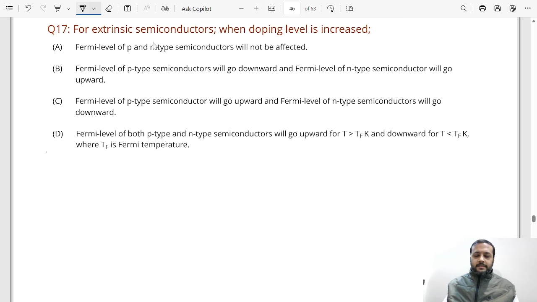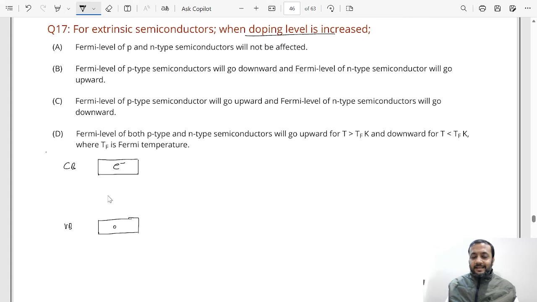In this question, basically, it talks about the Fermi level, like what will happen to the Fermi level when the doping in the semiconductor is increased. It is more of a factual question. So remember the semiconductors. In semiconductors, there are conduction bands in which the conduction electrons are present, and valence bands in which the holes are created. Whenever a conduction electron jumps from the valence band to the conduction band, holes are created in the valence band.